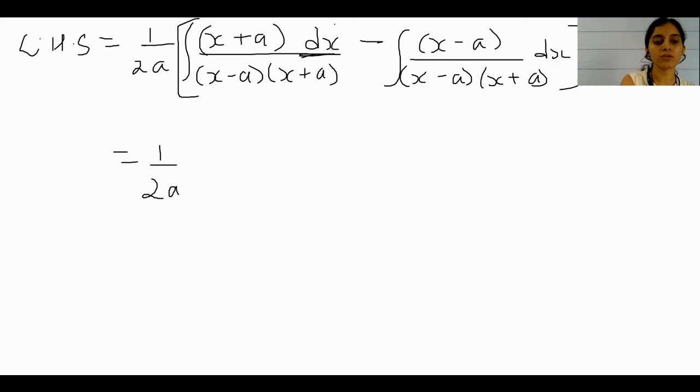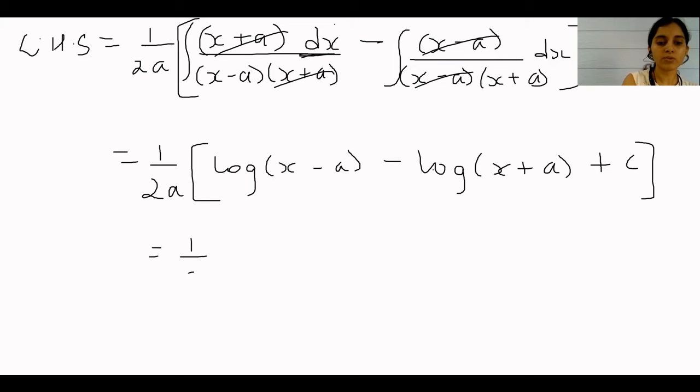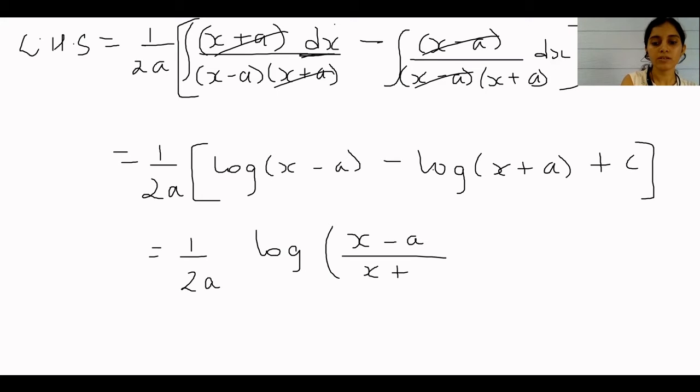That's a constant. Now, what will be the first term? Log of x minus a, minus log of x plus a, right? And we'll have plus c. So, we get 1 upon 2a log of, since it's subtraction, x minus a upon x plus a plus c. Clear?